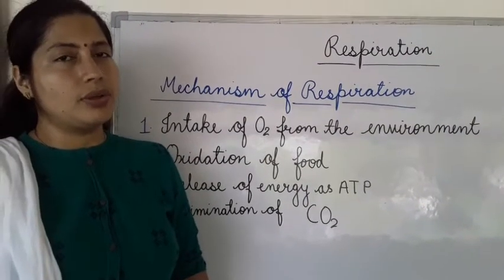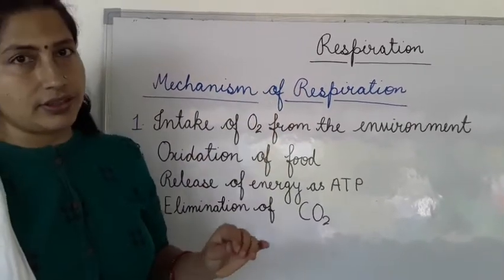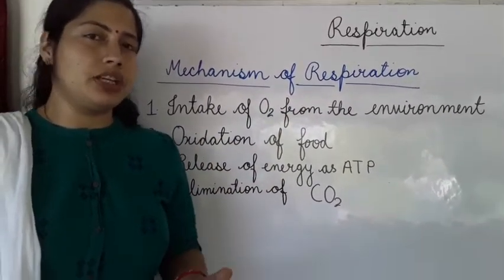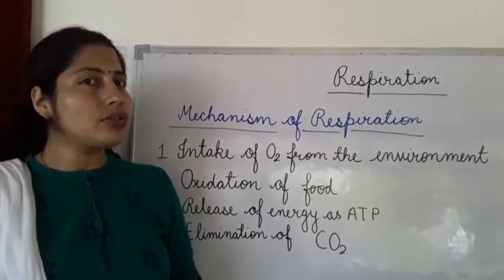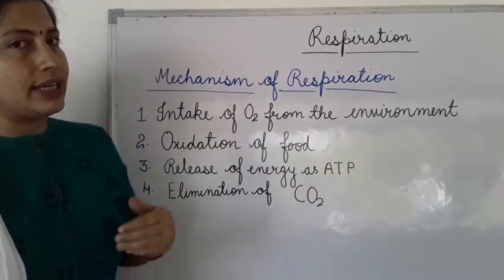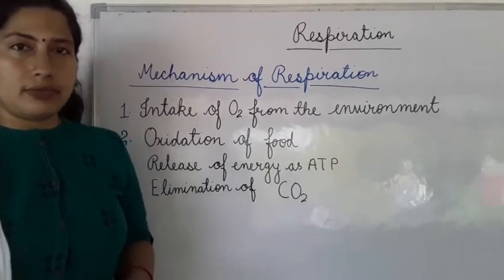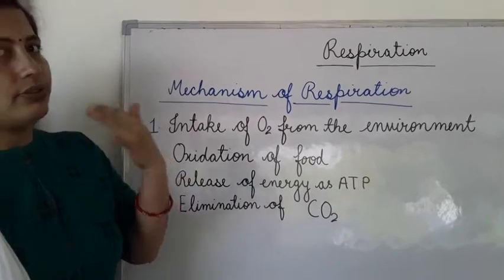Hello everyone. Today in this video we will learn about how gaseous exchange happens in plants and in animals. So now we will learn about respiration and the mechanism of respiration. We have studied aerobic respiration and anaerobic respiration, and in aerobic respiration its most important part is intake of oxygen from the environment. Like in animals, we take oxygen with our nose, and how plants take it, we will study.